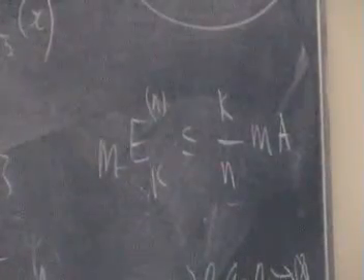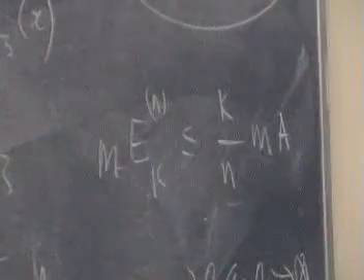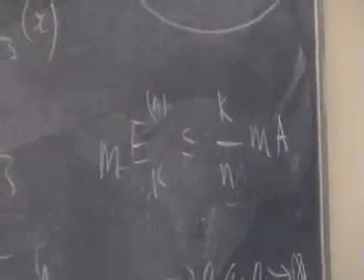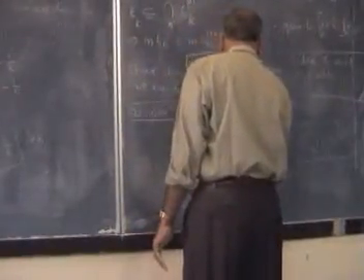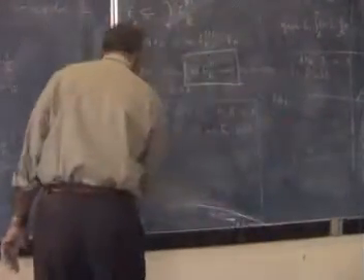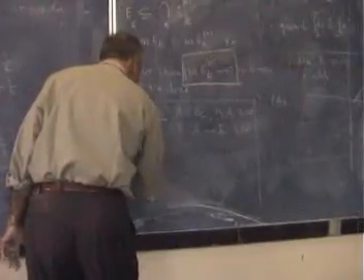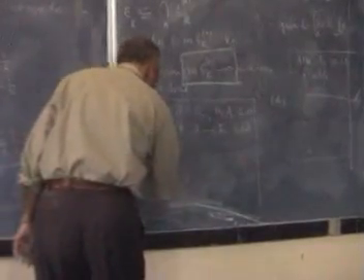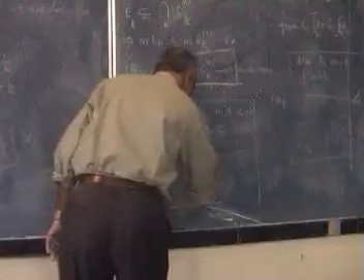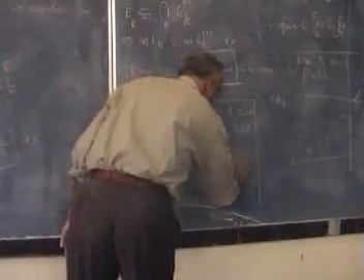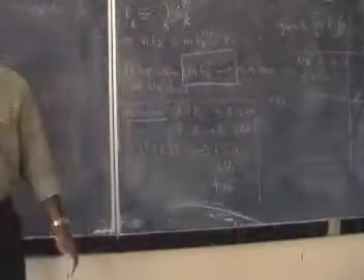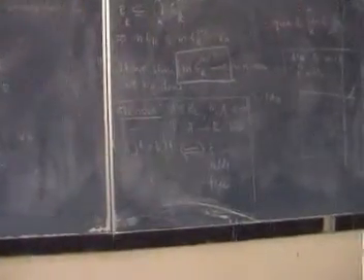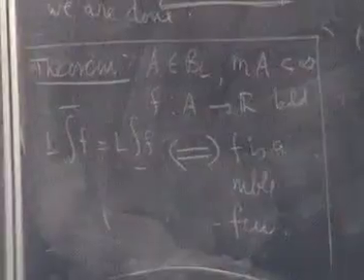So theorem: A measurable set, measure of A finite, F mapping A to R bounded. Then the Lebesgue upper integral of F is equal to the Lebesgue lower integral of F if and only if F is a measurable function. So the measurability of a function is the one that makes things work.